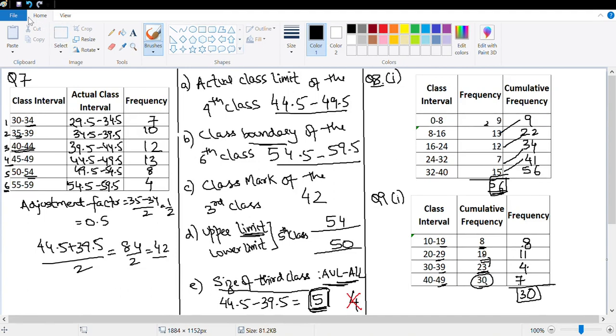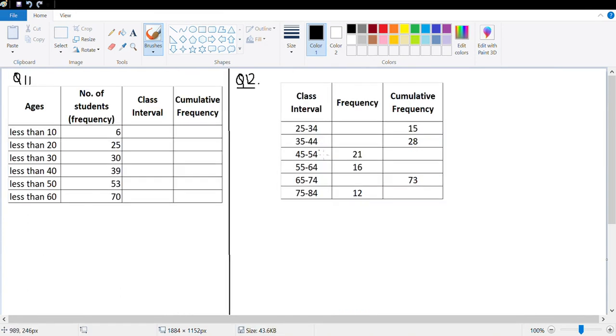Let's move on to the next question. The next question that we do is question number 11. Question 11 says, construct the frequency distribution table from the following cumulative frequency table. Oh, this is not question number 11. This is question number 10. Sorry, my mistake. So we are doing question number 10.